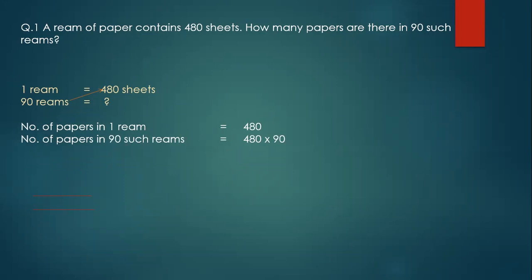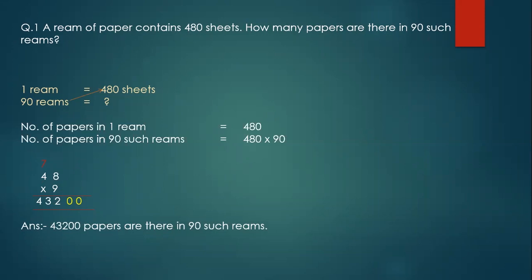Students, there is an easy way to multiply a number with 0 at its ones place. You just have to multiply the remaining number and add the 0 to your answer. In this situation, you will multiply 48 into 9 and will add 2 zeros to your answer. So I have multiplied 48 into 9. So my answer is 432 and I have added 2 zeros to my answer. So my final answer is 43,200 papers are there in 90 such reams.